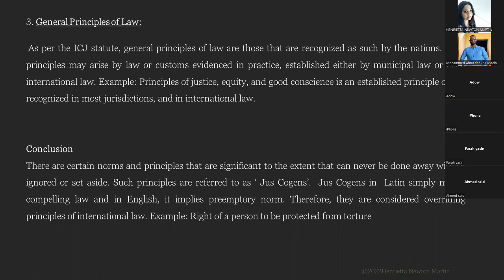That is jus cogens. So the question that will come before international courts of law, especially the ICJ or even the International Criminal Court, is this: there are certain questions that may come up before the court while they are solving cases. The question that can come before the court is, is it a jus cogens? Is it something that has to be followed?